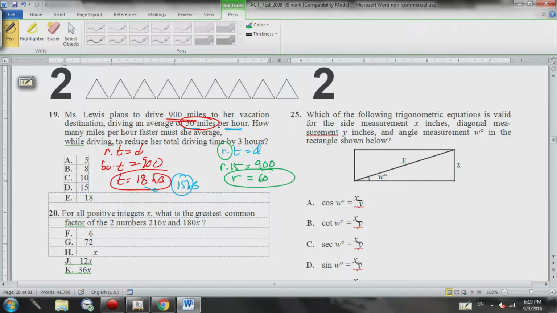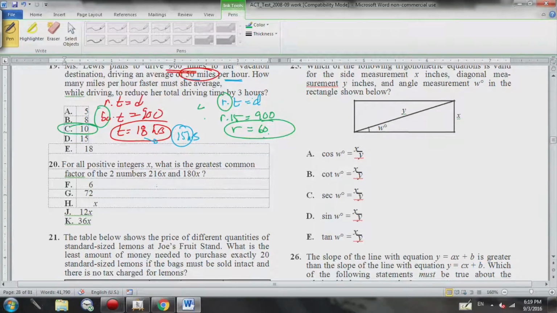She's going to speed up. But the question asked how much should she increase her speed. So she was going at 50, and she's got to go 60. She's got to speed up by 10. Okay, she's got to speed up by 10.